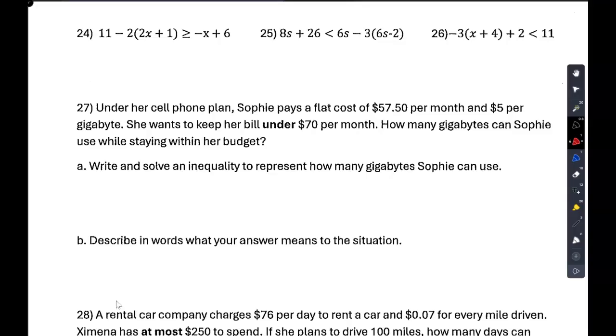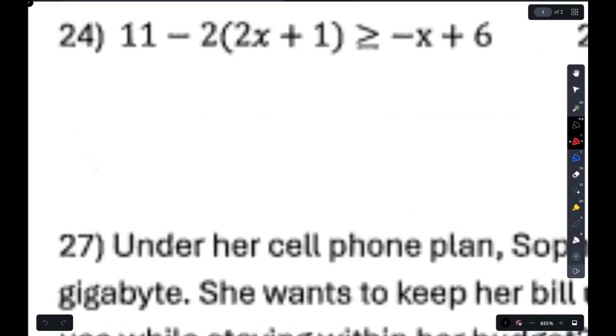So what I want to do is look through these last few problems and show you how to do a couple of the inequalities and a couple word problem inequalities. So let's begin. All right, so I'm going to zoom in here on 24.